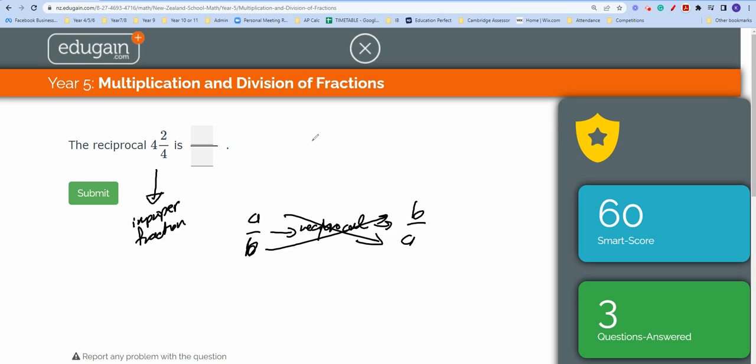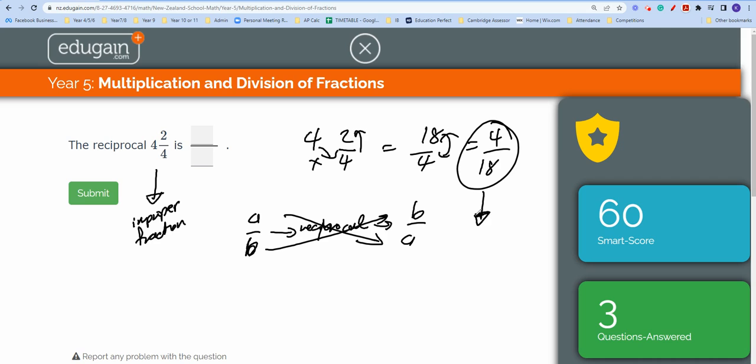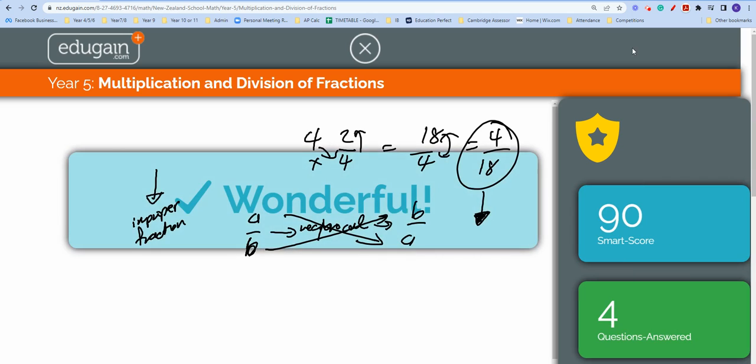So I got 4 times 4 is 16 plus 2 gets you 18 over 4. And when I swap it around, it becomes 4 over 18. But I need to simplify it, because simplest answers are always the answers they want. So 4 divided by 2 gets me 2, and 18 divided by 2 gets me 9. Alrighty.